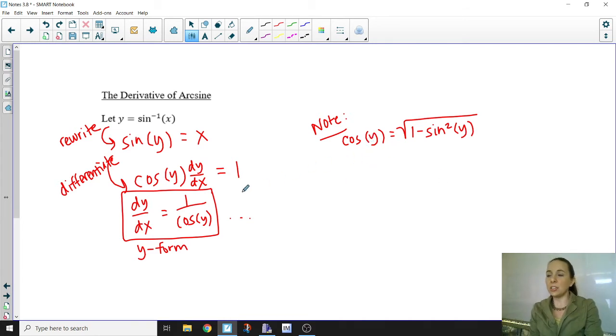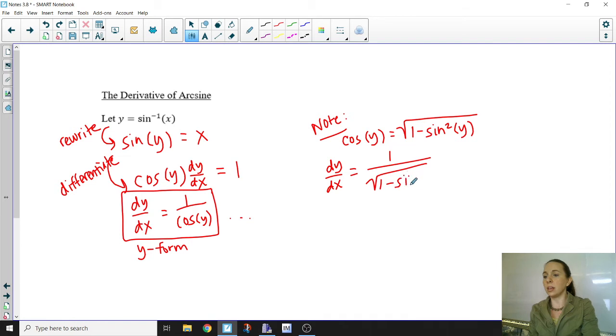Okay, so what does that do for us? Well, notice that we have a cosine of y here. So we could rewrite our derivative equation as 1 over root 1 minus sine squared of y. What the heck does that do? That just makes it look even more complicated, and still in terms of y, it's still a y form. I know.